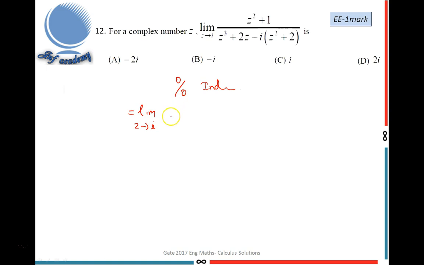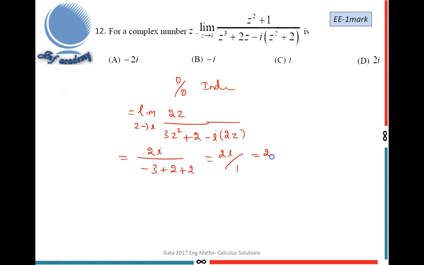What is L'Hospital rule? The derivative of the numerator is 2z divided by the derivative of the denominator, which is 3z square plus 2 minus i into 2z. This is the derivative of the denominator. I substitute the limit. I got 2i by 3i square, which is minus 3, plus 2. Here i square is minus 1, so minus 3 plus 1 plus 2... So finally I got 2i by 1. The final answer is 2i. So option D is the correct answer.